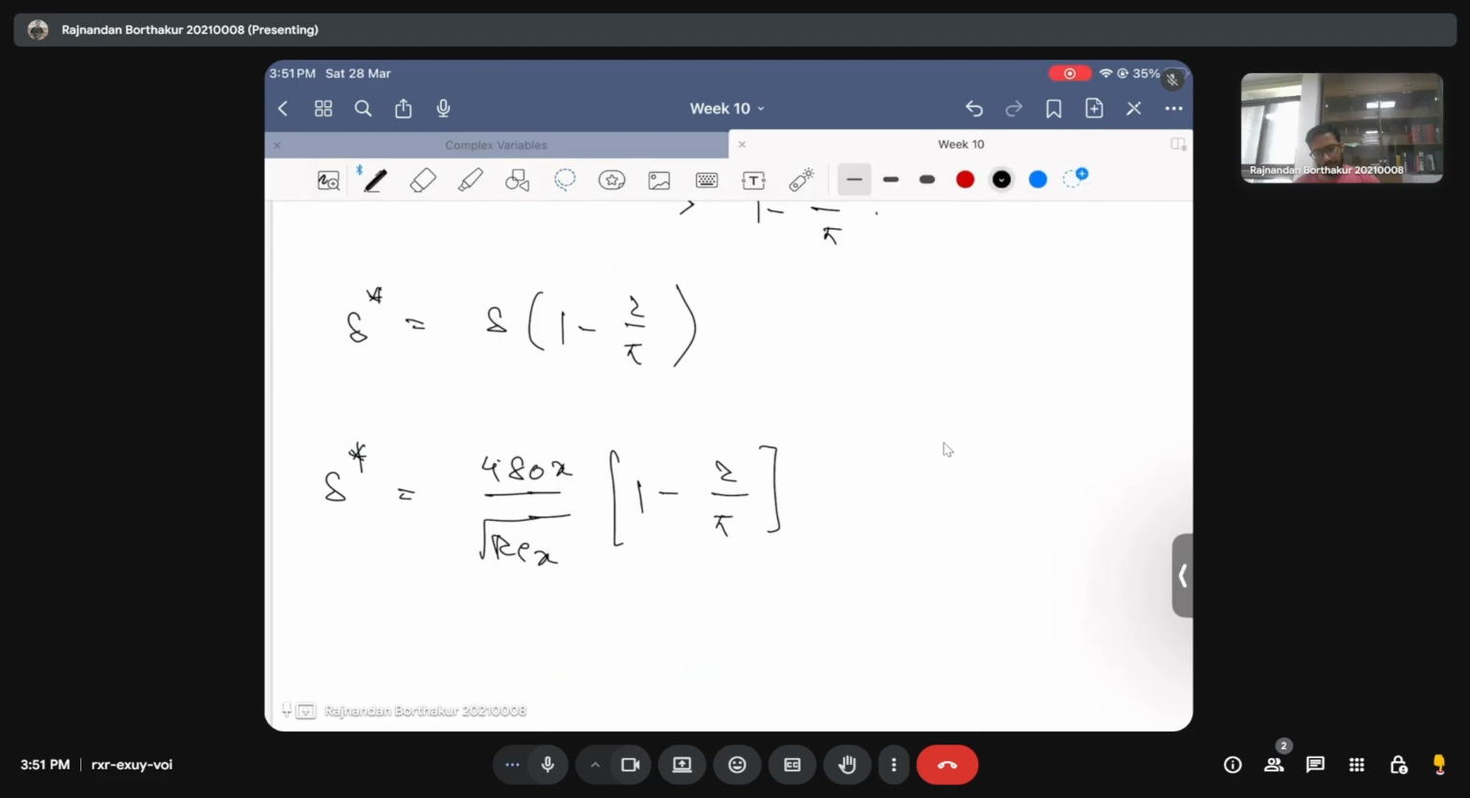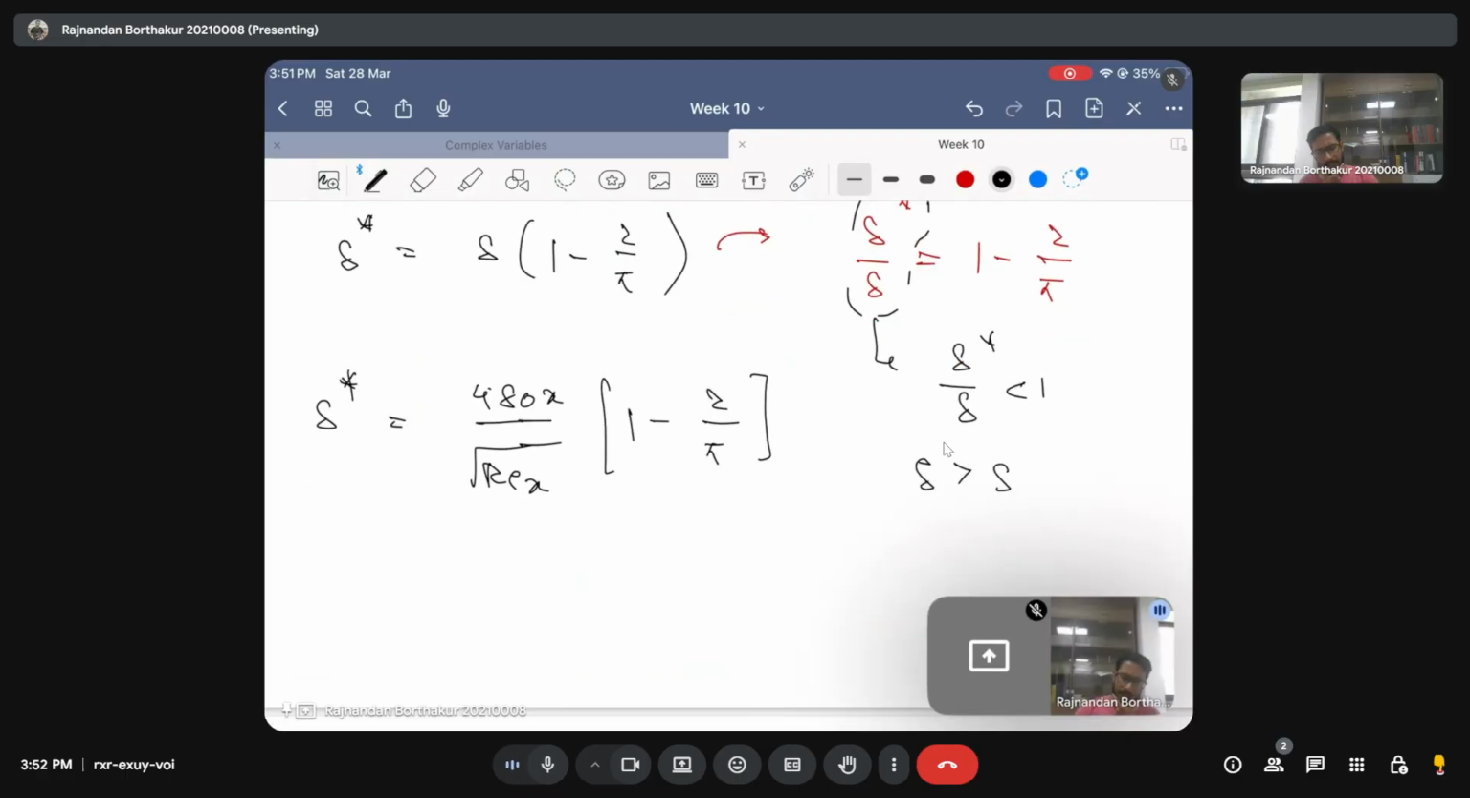Okay. You can do a quick thing. From here you can take the ratio of delta star to delta. If you do that, you will get that this is equal to 1 minus 2 by pi. Sorry, this is 2 by pi. So this clearly says that since 2 by pi is less than 1, 1 minus 2 by pi is also going to be less than 1, which means that the ratio of delta star by delta is actually less than 1. And this clearly means that delta is always greater than or equal to delta star.